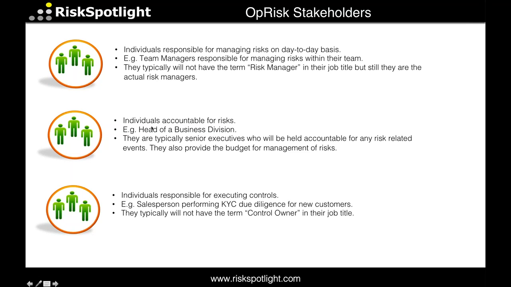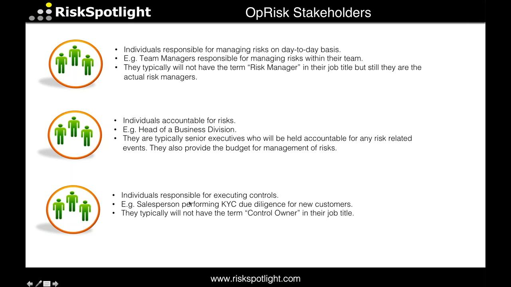Then we may have individuals who are accountable for the risk. So these are typically senior executives who will take accountability. So they may not, again, be dealing with the risk on a day-to-day basis. So the head of the bank branch may be accountable, but he may not be dealing with every customer, or every cash transaction which is happening in the branch. But he will be held accountable if something goes wrong. Then that's what becomes our second group of stakeholders.